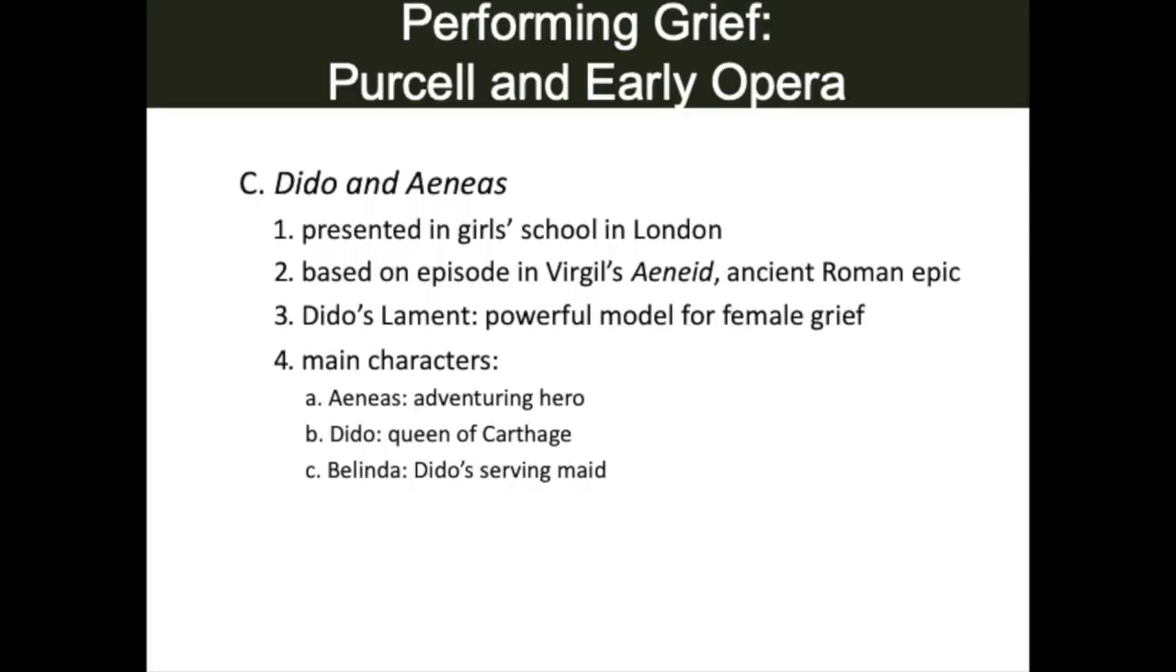Dido's Lament is one of the most powerful models of female grief. The main characters are Aeneas, who is the adventuring hero, Dido, the queen of Carthage, and Belinda, Dido's serving maid. Now, Aeneas was on an adventure, a journey. He had a specific journey he was supposed to go on, and his ship ended up getting damaged on the shore of Carthage, and he fell in love with Dido, the queen, and she fell madly in love with him.